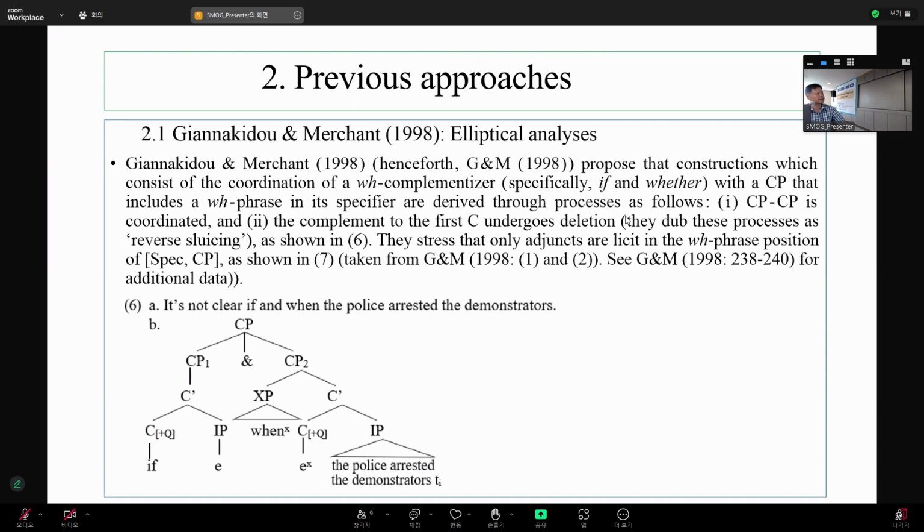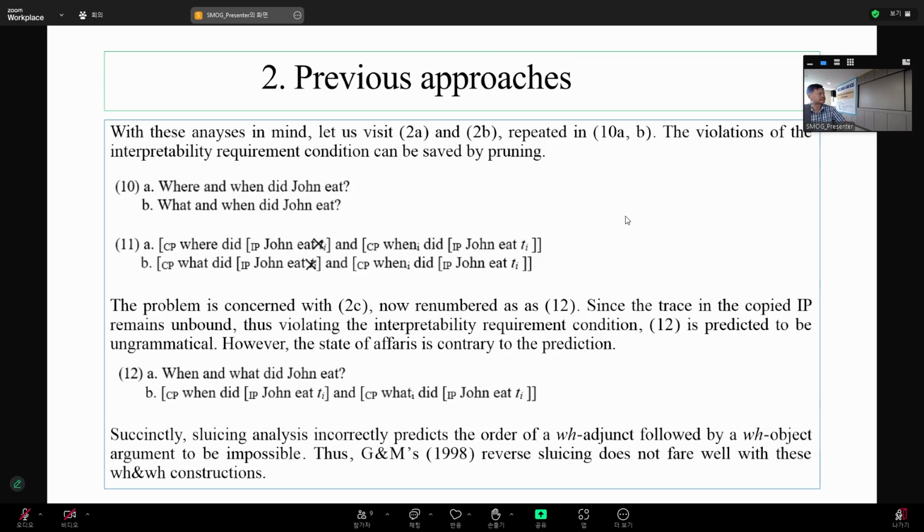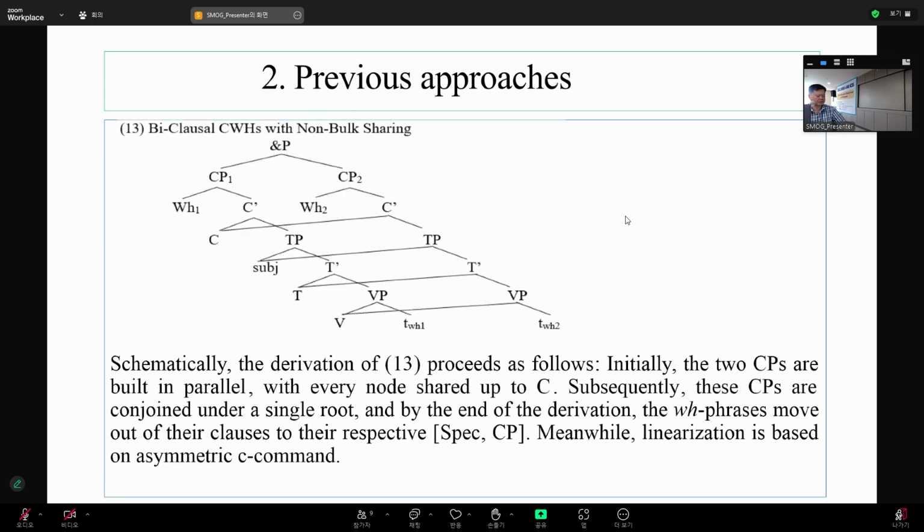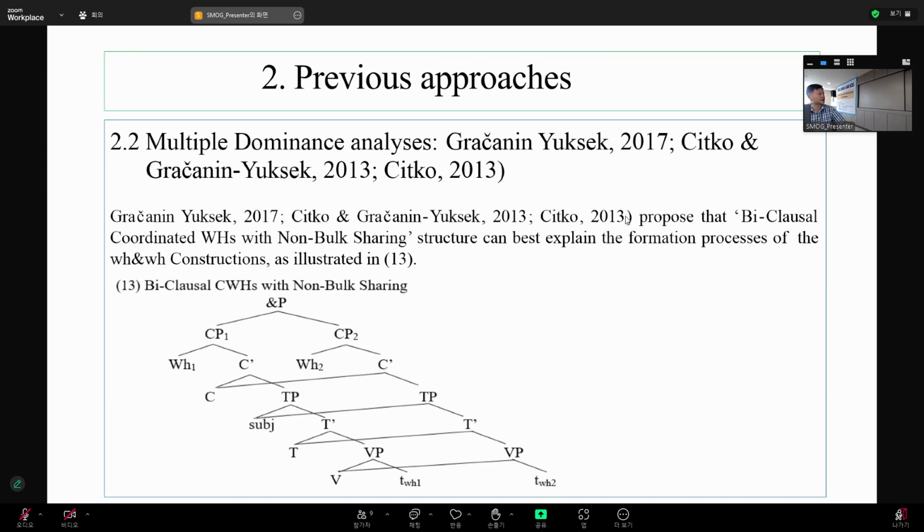Instead, this explanation is replaced by the proceedings. Okay. Now, the next approach. 2.2, multiple dominance analysis. Citing the 2017 and 2013 works, they propose that bi-clausal or coordinated branches with a non-bulk sharing structure can best explain the formation process of these constructions, as illustrated in 13.